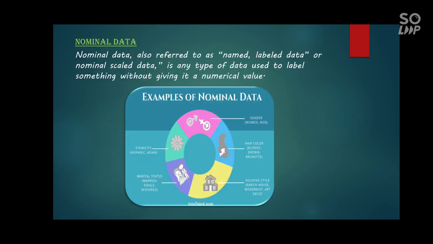Nominal data. Nominal data, also referred to as named or labeled data or nominal scaled data, is any type of data used to label something without giving it a numerical value. Here is a pie chart of examples which will be easier to understand.